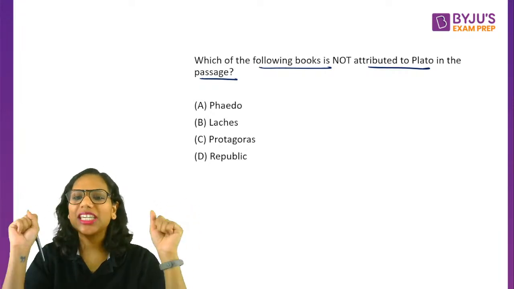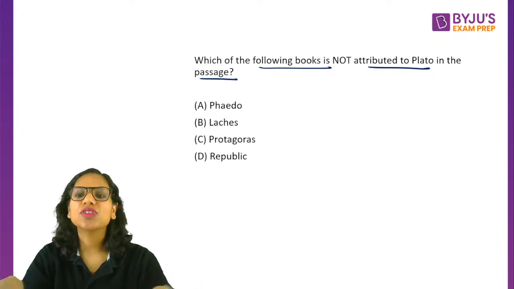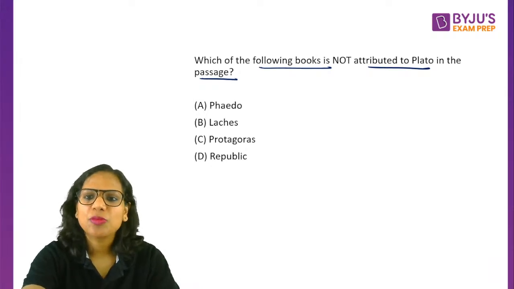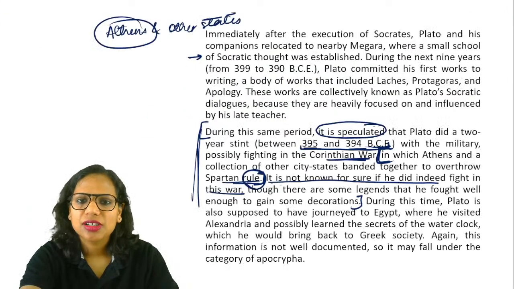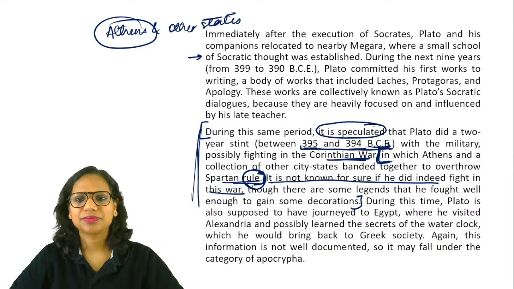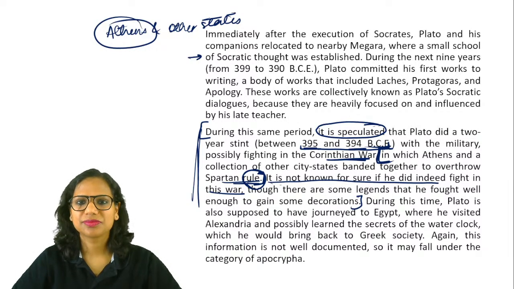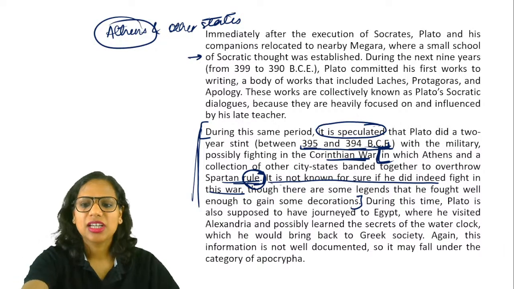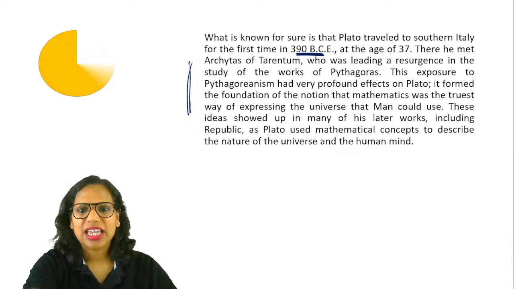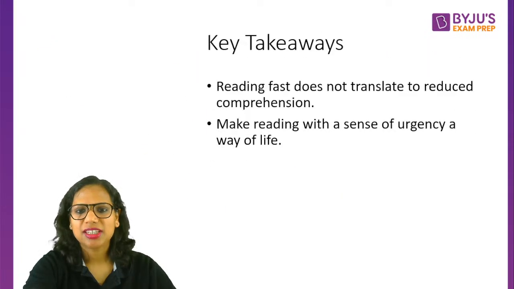Okay, the last question, an easy, direct question. Which of the following books is not attributed to Plato in the passage? So I'm taking you to those areas where books have been mentioned. On the first slide, we have talked about some books. Find out where. And then in the last paragraph also, I have talked about Plato's book. Again, I hope you found out where it is. So then eliminate.